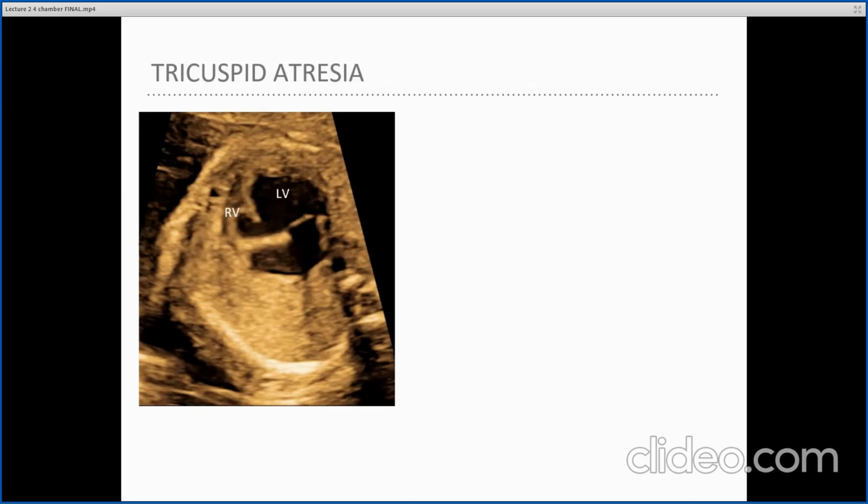The last abnormality of the right heart which I would like to discuss is tricuspid atresia. Now this picture is showing all the characteristic features of tricuspid atresia. The right ventricle is small compared to the normal size LV.